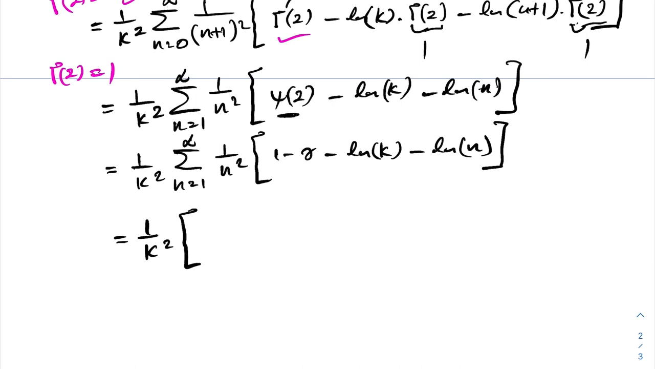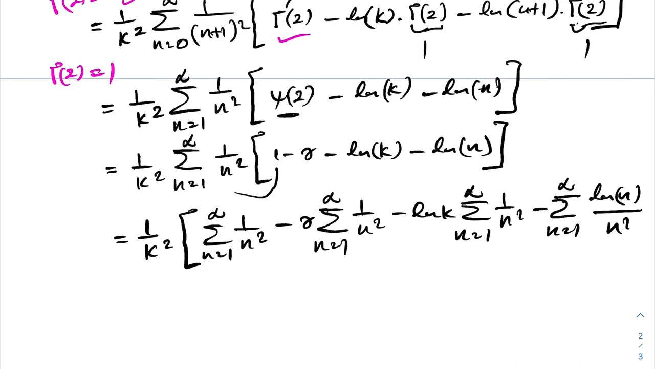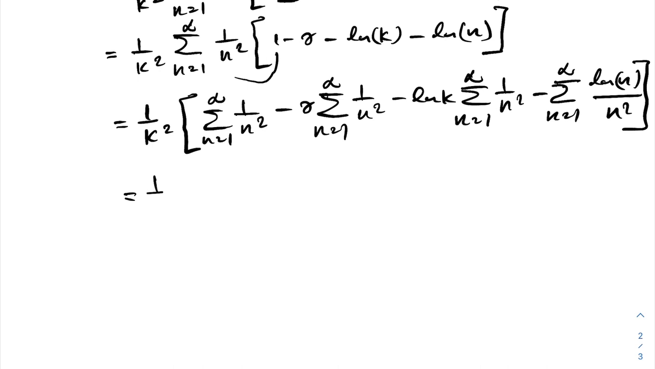1 times this part. So sum of n is equal 1 to infinity 1 over n square, minus gamma sum of n is equal 1 to infinity 1 over n square, minus natural log of k times sum of n is equal 1 to infinity 1 over n square, minus sum of n is equal 1 to infinity natural log of n over n square. Okay, then we know here 1 over k square.